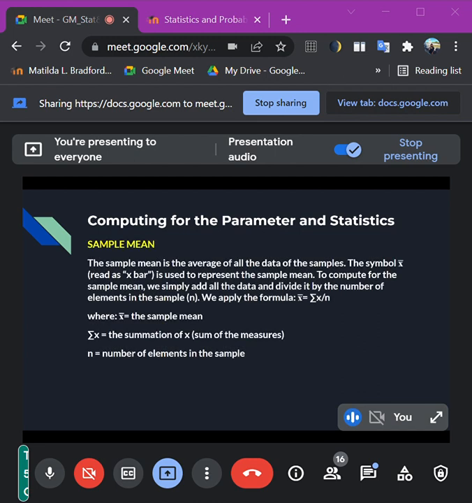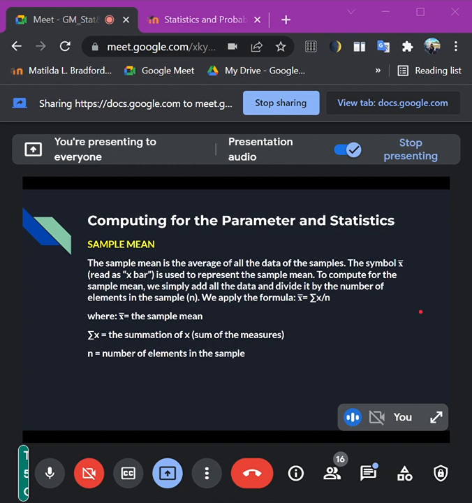Now, to get your statistic, you are just going to get the sample mean, sample standard deviation, and sample variance. So, let's begin with our sample mean. The sample mean is the average of all data of the samples. The symbol, read as X bar, is used to represent the sample mean. Okay? So, to compute for the sample mean, we simply add all the data and divide by the number.